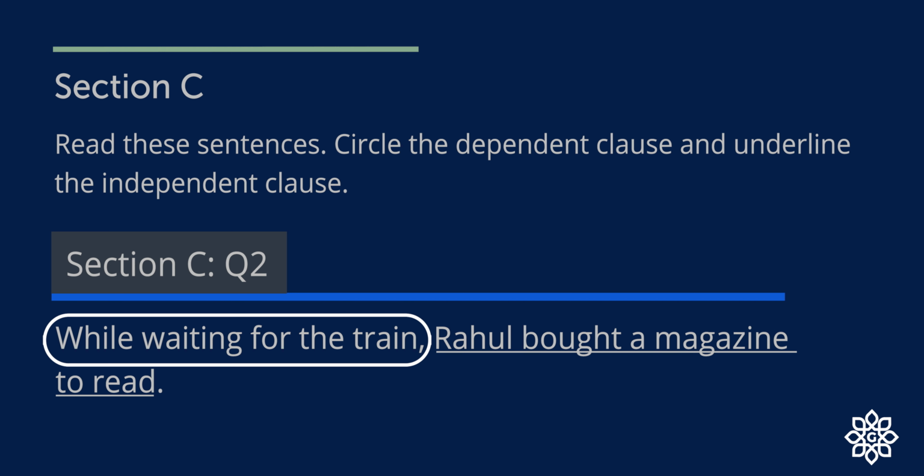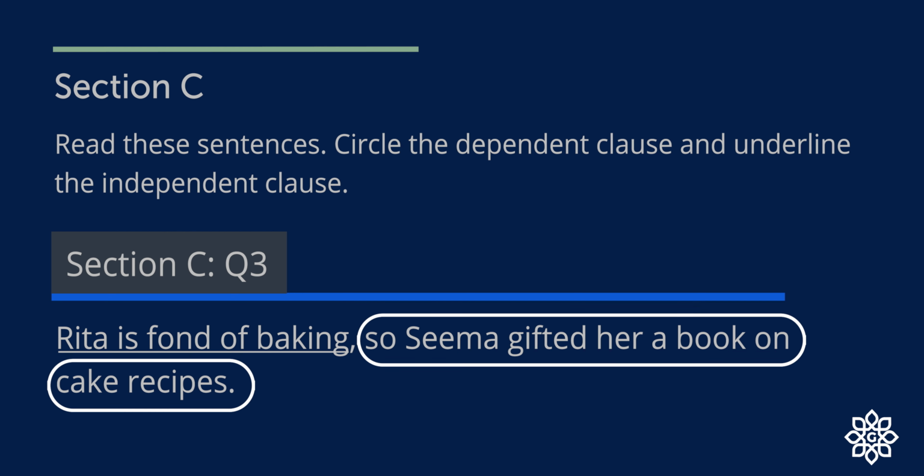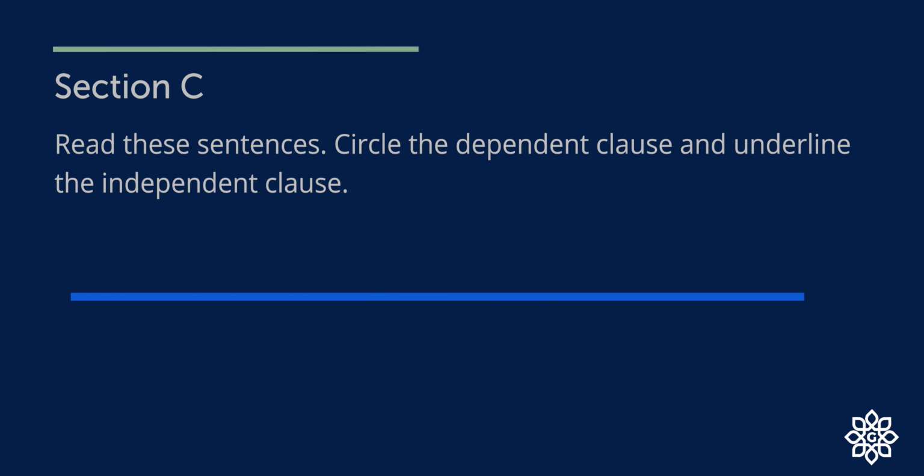Question number 3. Rita is fond of baking, so Seema gifted her a book on cake recipes. Here, Rita is fond of baking is an independent clause, and so Seema gifted her a book on cake recipes is a dependent clause.